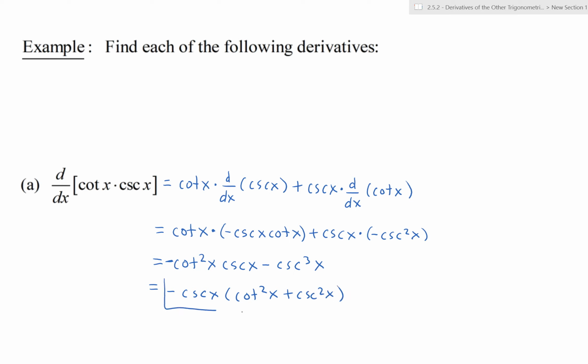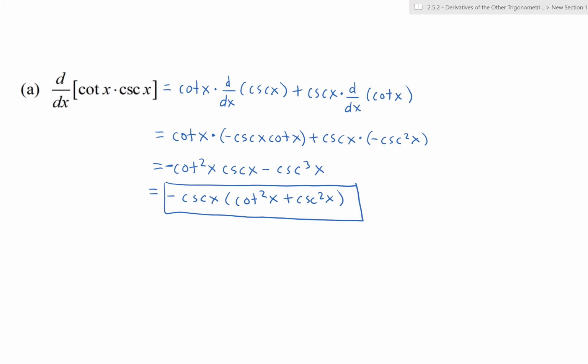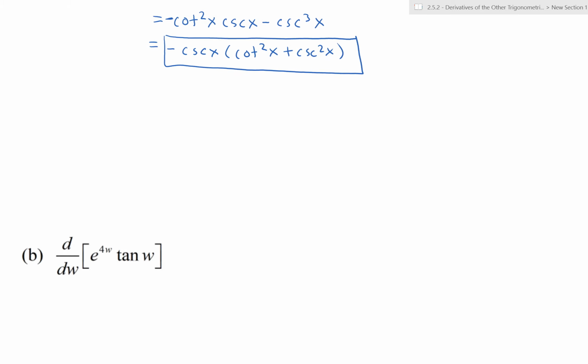Now, keep in mind that a lot of these results we get when differentiating trigonometric functions may involve some other identities that allow us to simplify them even further. So just keep that in mind. However, in this case, there's not much else to do. So there's our derivative in part A. Let's do one more, and then that'll be it.